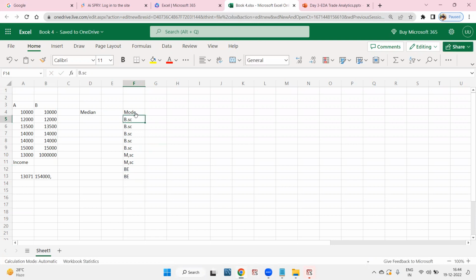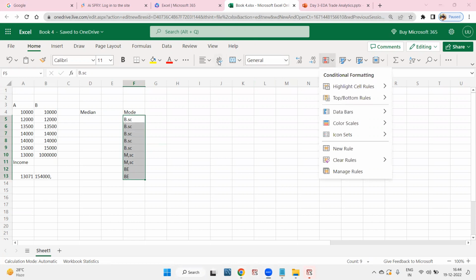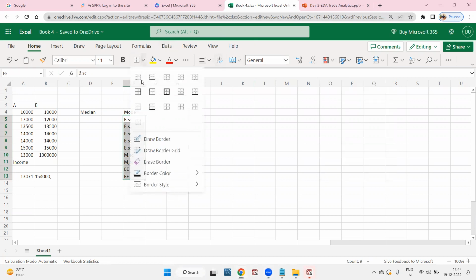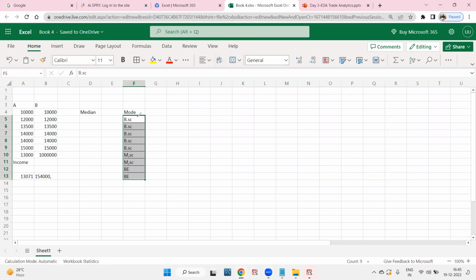And so on. So BSc, how many times is the BSc value appearing? BSc I have 5. So whichever is the most repeated value, or most frequent value, is called the mode. So mode is nothing but the most frequent value. That's called mode.